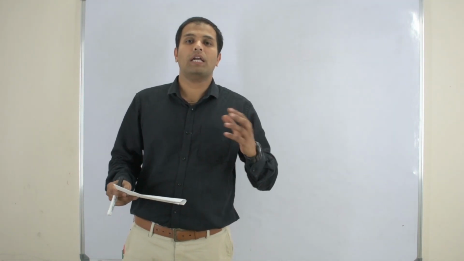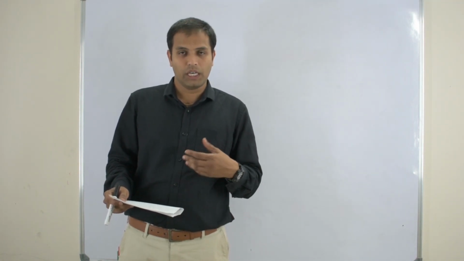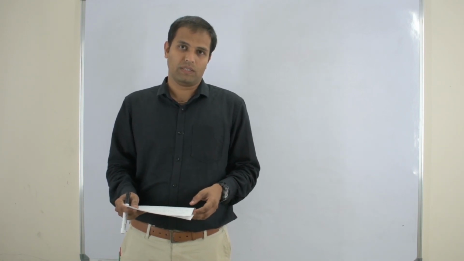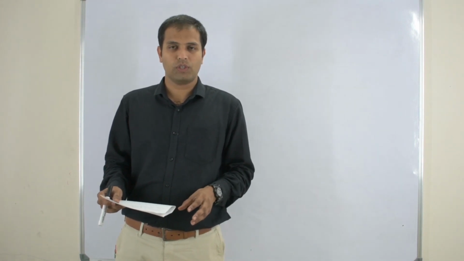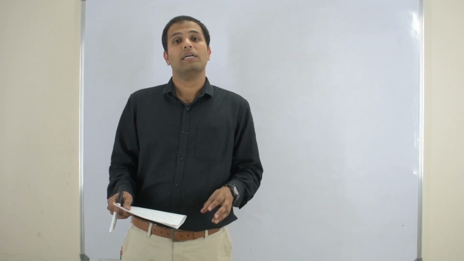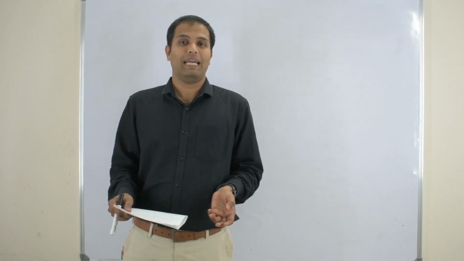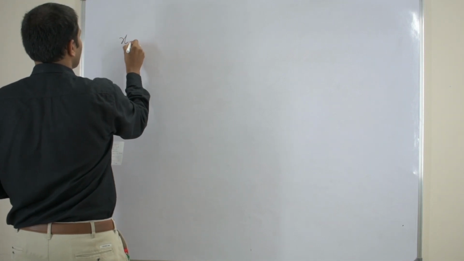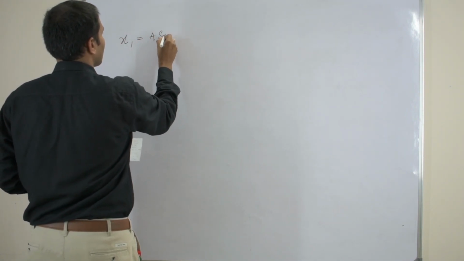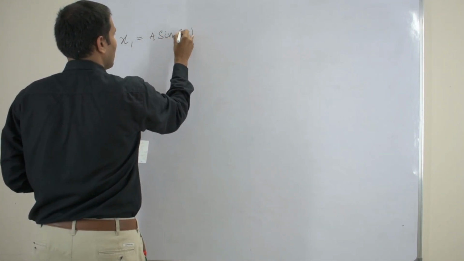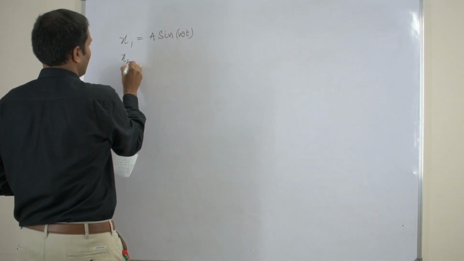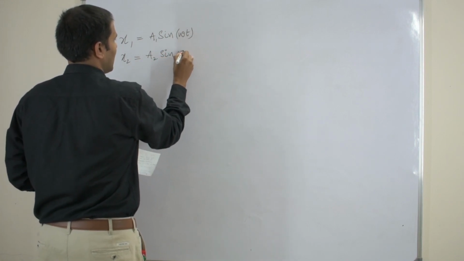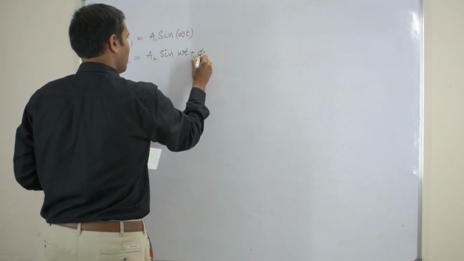Instead of taking 4, 5, 10 equations or motions at a time, let us simply start with two equations. Let us consider two simple harmonic motions of the same frequency but different amplitudes and different phase angles. So let me write the equations. x1 equals a1 sin omega t, then x2 equals a2 sin omega t plus phi.